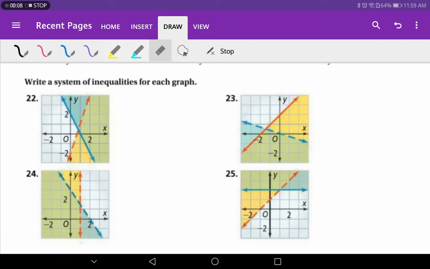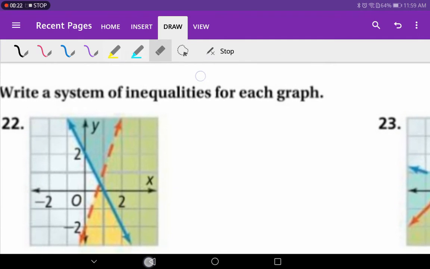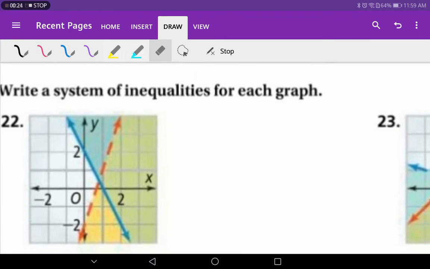Inequalities from a graph. So let us start. We'll write a system of inequalities for each graph here. I will start with number 22 here. Okay, now this graph, we have two lines. That means we have two inequalities, yes? Okay, I will start with the blue one. How can I write the inequality for this line?